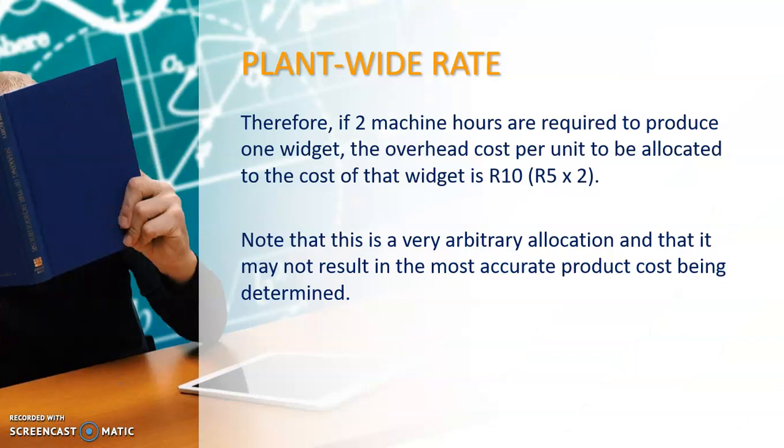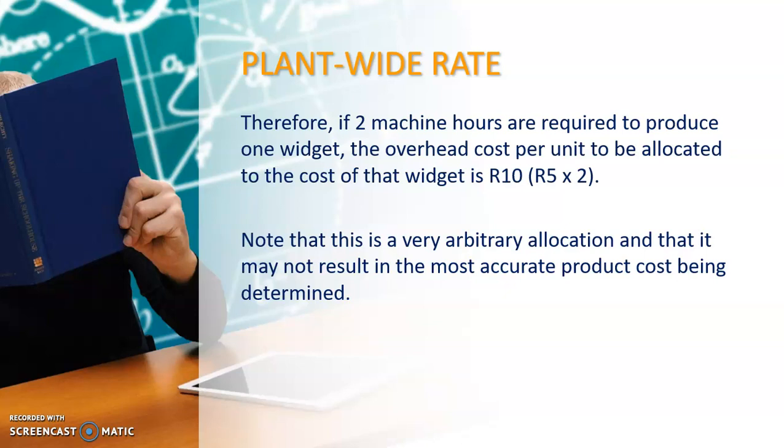Okay, and then we go on to say that if there were 2 machine hours required to produce 1 widget, then the overhead cost per unit which will be required to be allocated is going to be 10 rand, which is your 5 rand times 2. And again, it's a very arbitrary allocation. It's not the ideal way of allocating production overheads, but it is the most simplistic one.